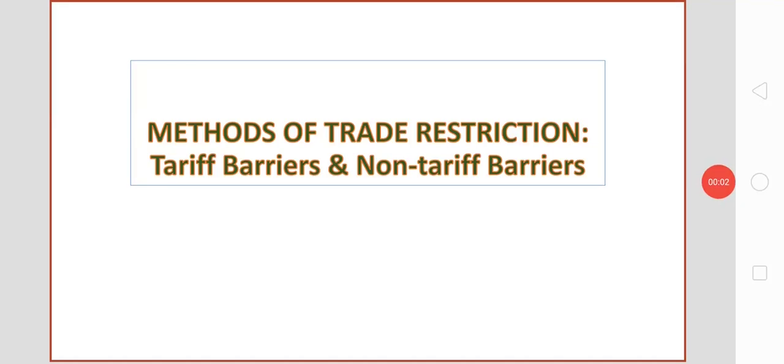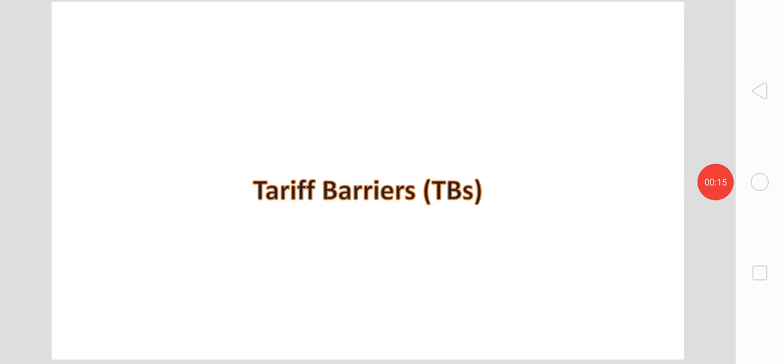Methods of trade restriction could be either tariff barriers or non-tariff barriers. Today we have tariff barriers of international trade. Let's look at what the types of tariff barriers of international trade are. There are several types of tariff barriers of international trade. Some types of tariff barriers are overlapping, some are not overlapping.